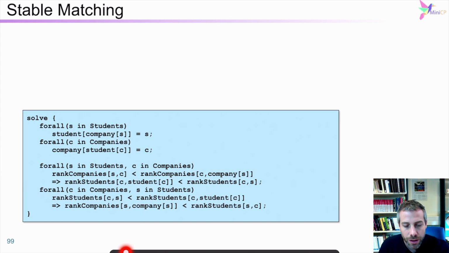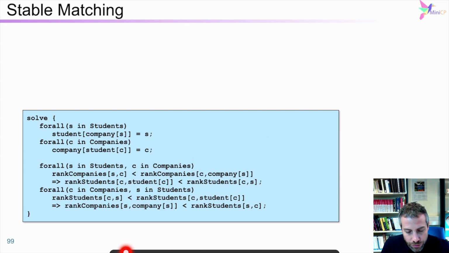Let us now describe the stable matching rule for every student and every company. Remember in the ranking, the lower it is, the better it is. So we consider every pair of student and company. If you see that this student would prefer to move to the company C instead of the company that it has received, that's not the case for the company itself, because the company C has ranked the student that it has received better than this student.